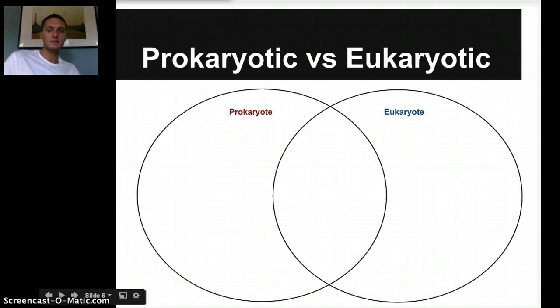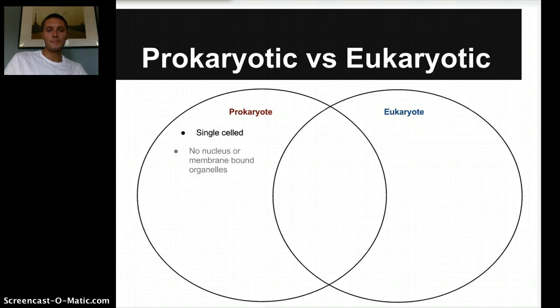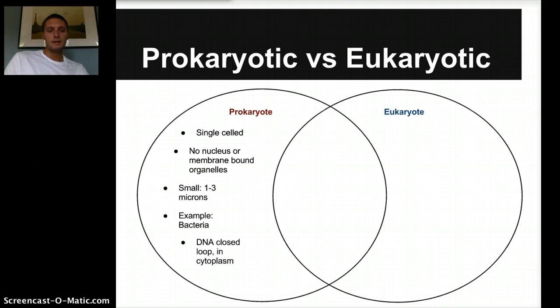So let's look at some of the things that distinguish prokaryotic and eukaryotic cells. Prokaryotes are single-celled. They do not have a nucleus or membrane-bound organelles. They're small, about 1 to 3 microns. A good example would be bacteria. The DNA is in a closed loop within the cytoplasm, and they have 70S ribosomes.